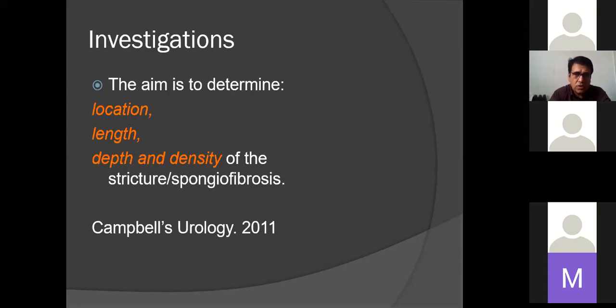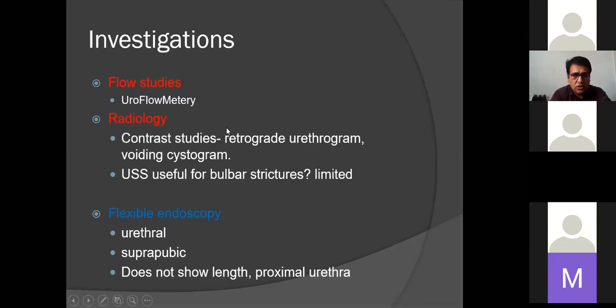So with investigations, what is our aim? Our aim is to find out the location and the length of the urethral stricture. There are two investigations which are very commonly done and must be done. One is flow studies, uroflowmetry, to check the flow of the patient, and the other one is radiology. With radiology, we need to go for a urethrogram. This is a must test to confirm the urethral stricture length and its depth. The other one is flexible endoscopy, which can tell you about the urethral stricture, but it will not give you the complete length of the stricture.